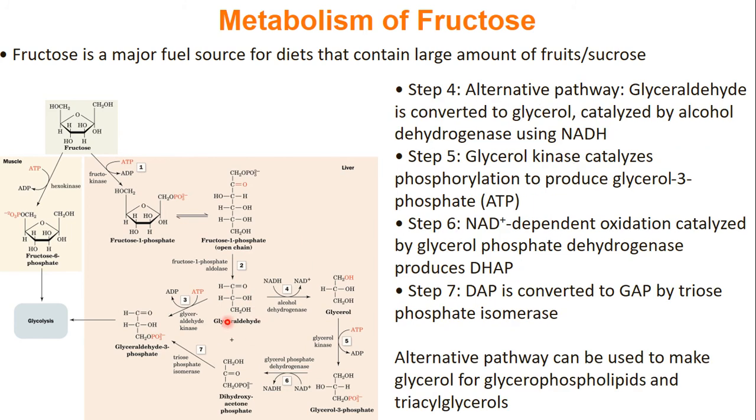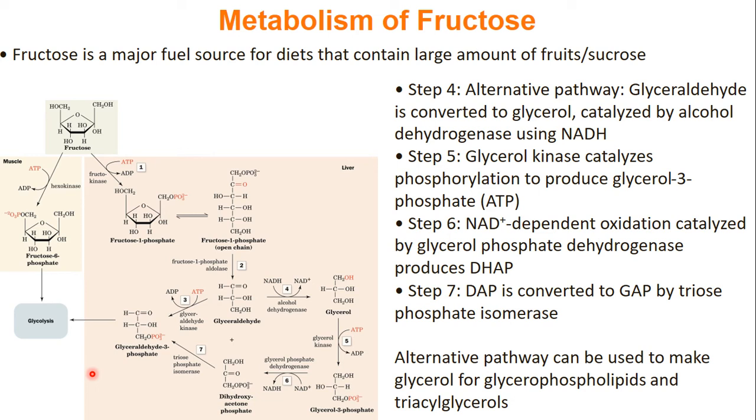Another pathway for this glyceraldehyde, however, an alternative pathway, is to convert it into glycerol using alcohol dehydrogenase. To do this, you need NADH to make glycerol. Once you have glycerol, glycerol kinase then can use ATP to make glycerol 3-phosphate. Then once you have glycerol 3-phosphate, you can reform your NADH using glycerol phosphate dehydrogenase to make DHAP, dihydroxyacetone phosphate. Once you're at DHAP, you can use triose phosphate isomerase to change that into glyceraldehyde 3-phosphate.